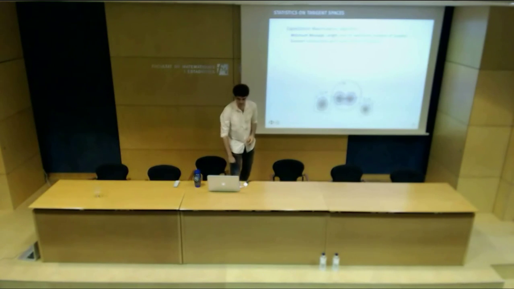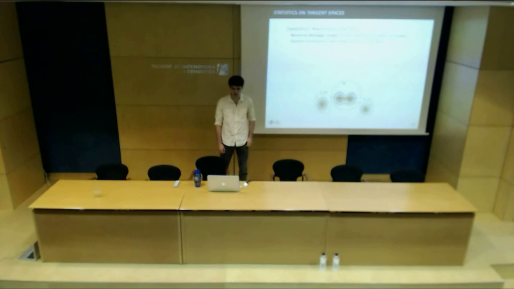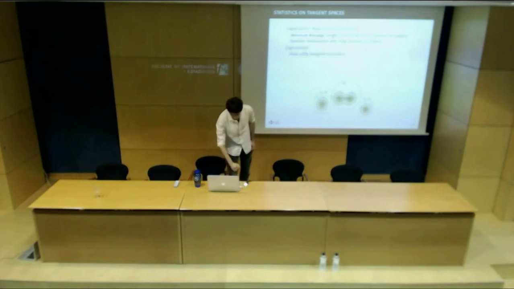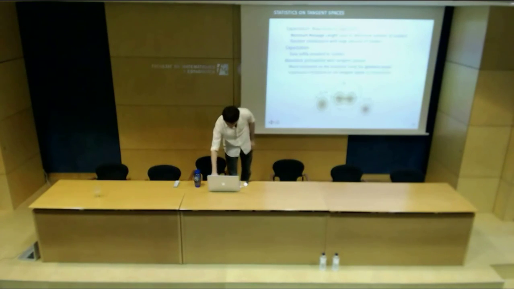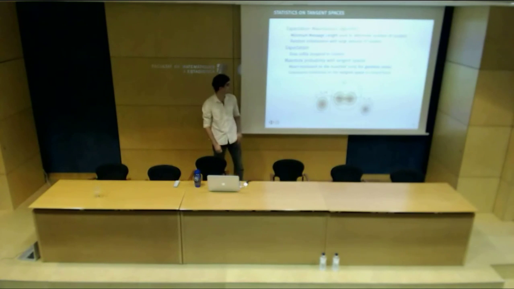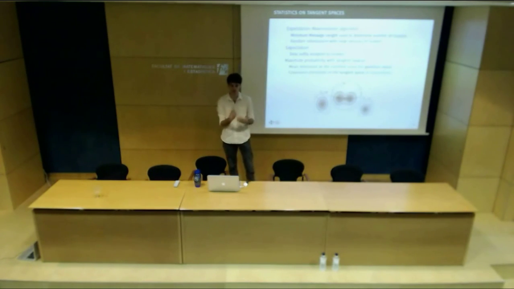Using this, we can define an expectation maximization type algorithm to learn a mixture model. There are two variations here. The first is that we use a minimum message length, which lets us determine automatically the number of clusters. Then we do a random initialization with a large number of clusters that we slowly destroy as we do the optimization process. For the expectation step, we assign the data softly to the different clusters. In the maximization step, we estimate the mean on the manifold using the geodesic mean, and then using the different tangent spaces, we can estimate the covariance. We do this iteratively.